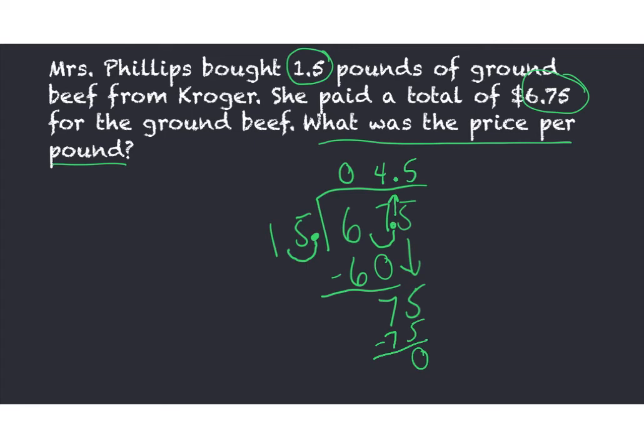Now, this asks us what was the price per pound. So we know that 4.5 is equal also to 4.50. And since we're talking about money, we need to have this in the hundredths place. So our answer is going to be $4.50 per pound.